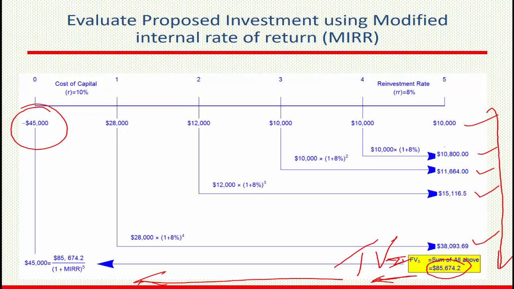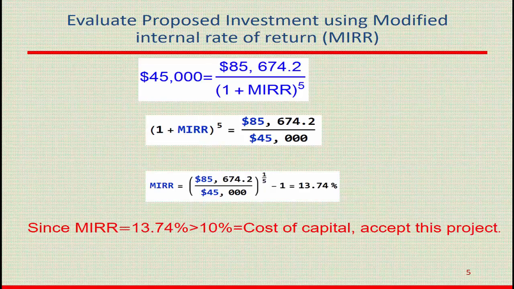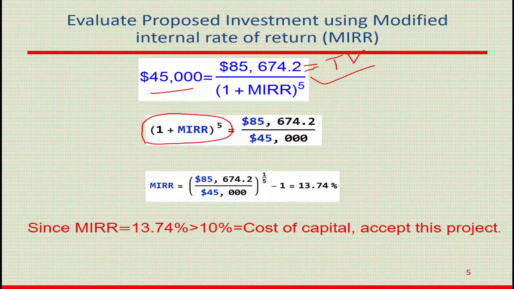So if you look at this right here, I started from the equation from the last slide. So the initial investment is 45,000 and the terminal value is this guy right here, 85,674.2, over 1 plus MIRR to the power 4. And now you can rewrite that equation. So 1 plus MIRR to the power 4 is going to be 85,674.2 over 45,000, and if you simplify that equation, then your MIRR is going to be 13.74%.